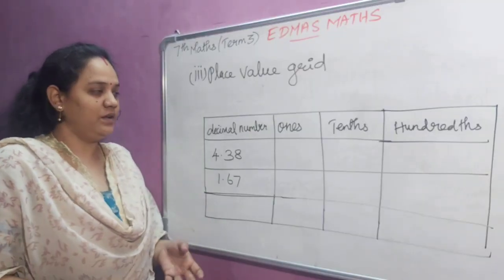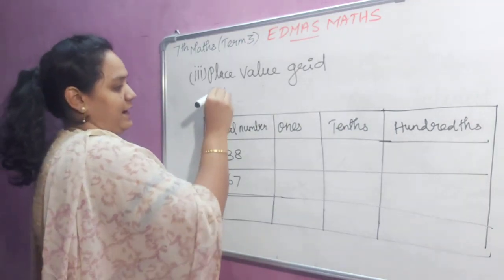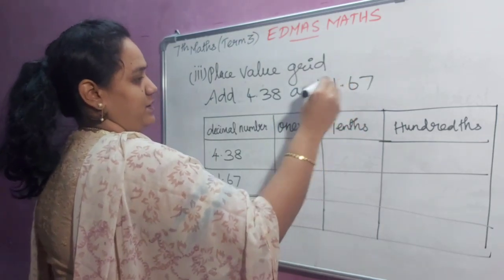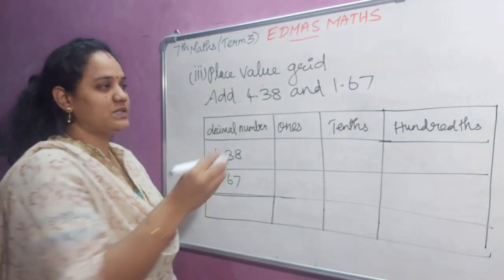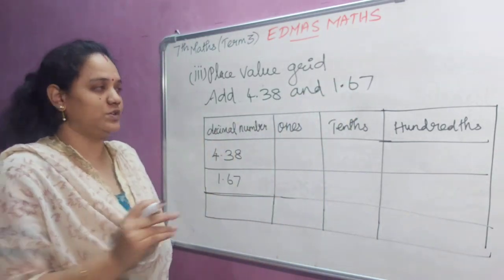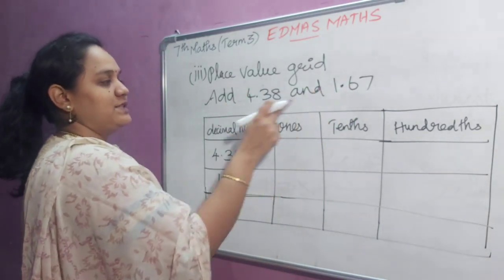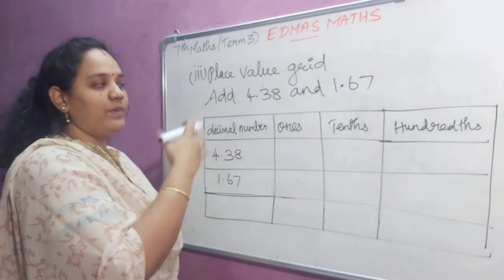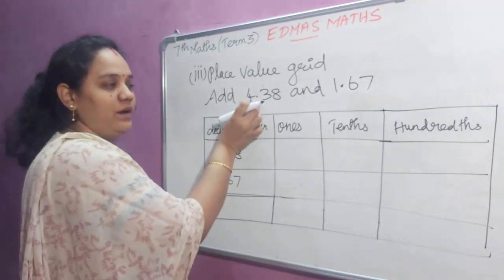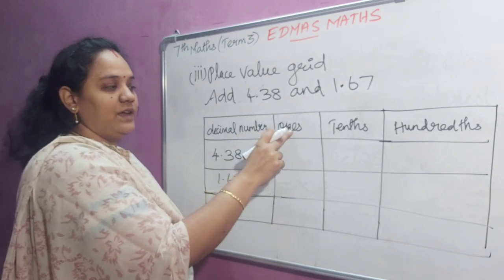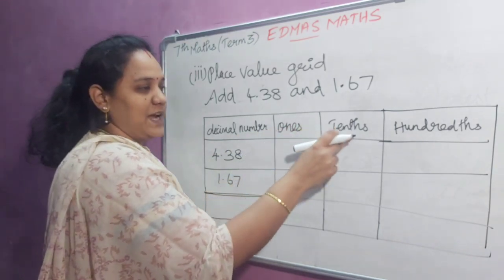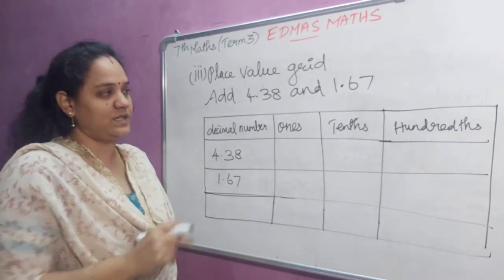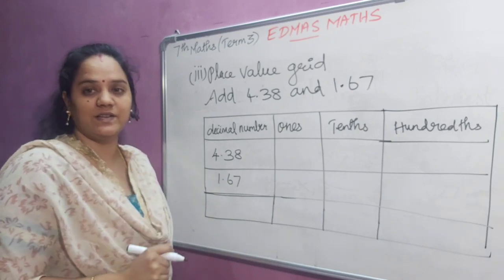So in this method, now the question is add 4.38 and 1.67. Here first we have to see the decimal numbers. So we have to note down the place values also. Here the place values are 1's place, 10th place and 100th place. Only 2 numbers after decimal and 1 number before decimal. That is whole number is 1 and decimal number 2. So we can write the place value as 1's, 10th, 100th. Right? So I have written the decimal numbers also. So 4.38 is our first decimal number and 1.67 is our second decimal number.